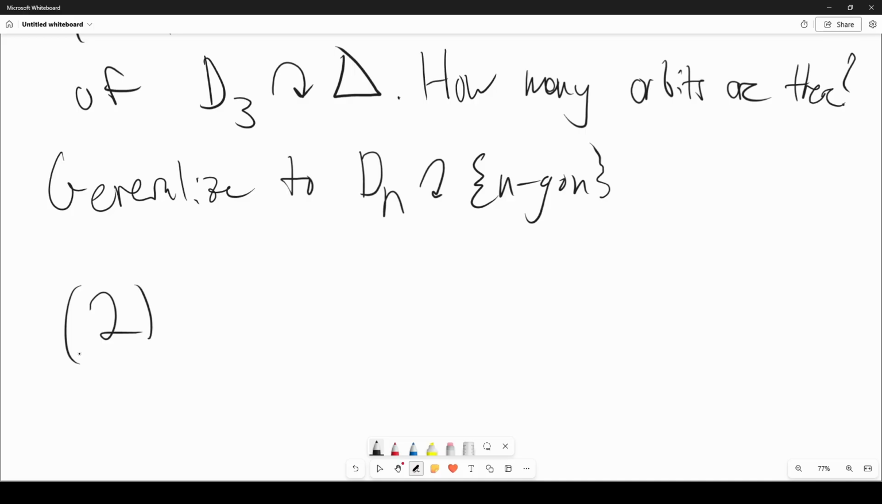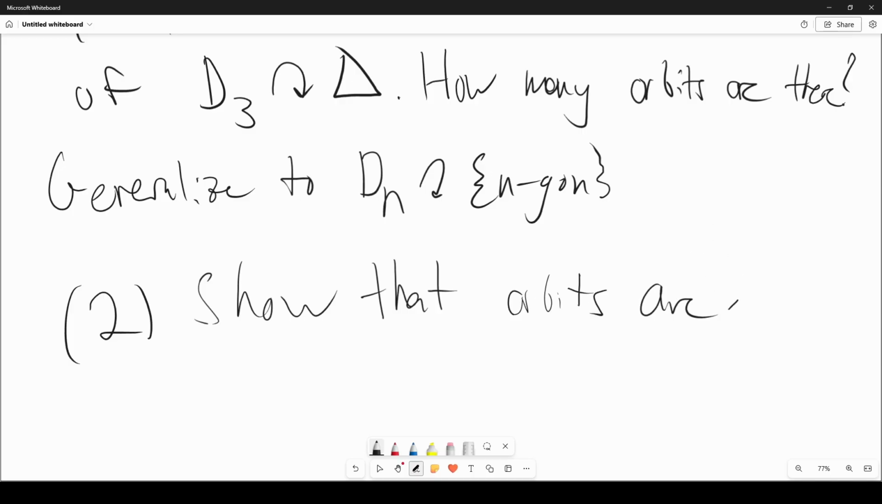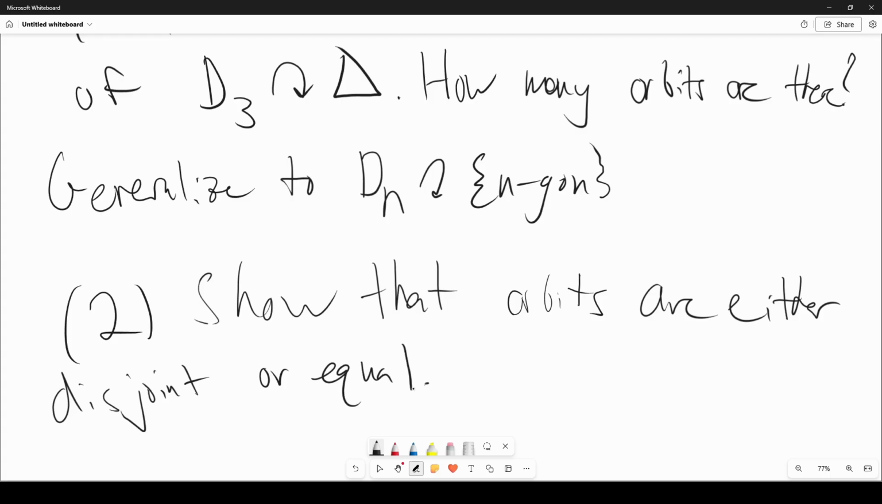Second exercise, and hopefully this is something that we'll prove maybe in the next video, maybe in a video a little bit later, but it's good practice if you can prove it right now. Show that orbits are either disjoint or equal. What do I mean by that?